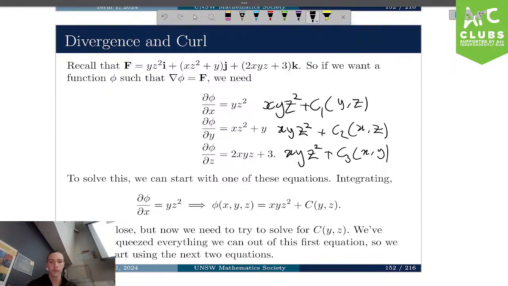And now, oh, whoops, I missed a term. The 3, we integrate that with respect to z. So this would be 3z. What about the y? Oh, my bad. Oh, sorry. Thank you for pointing that out.